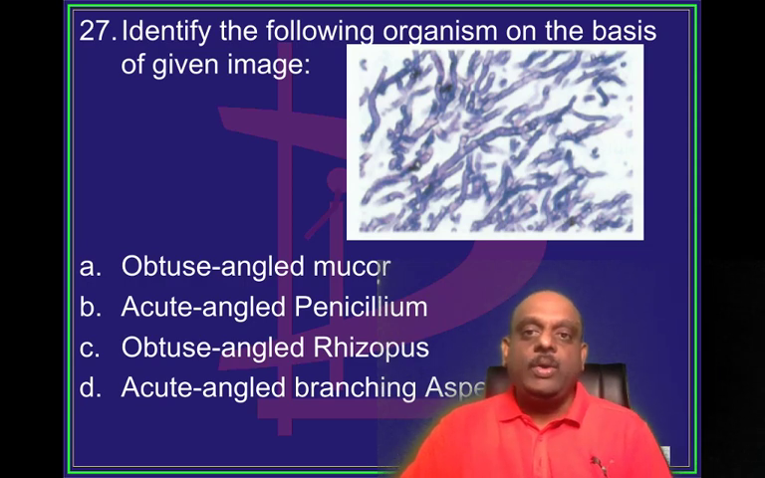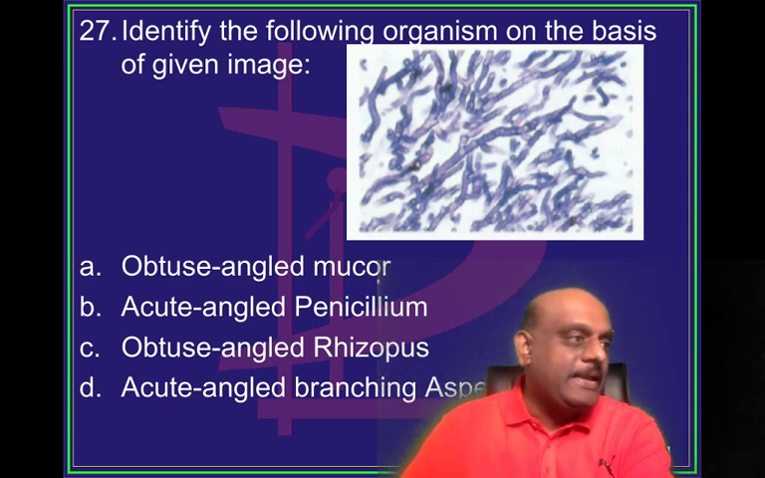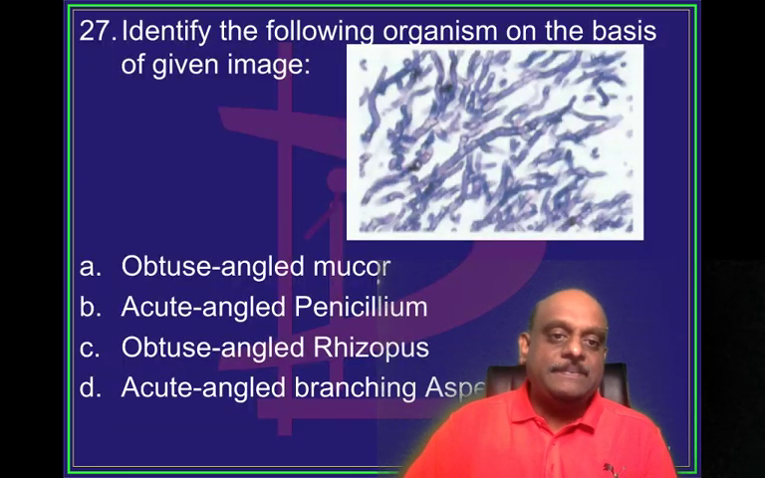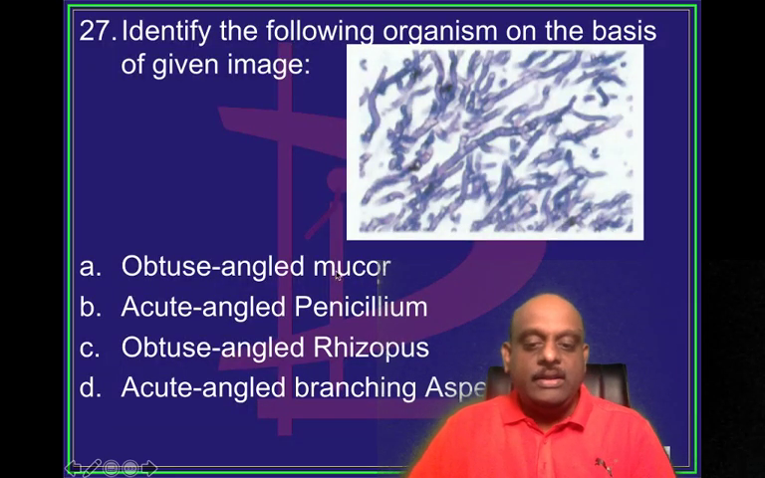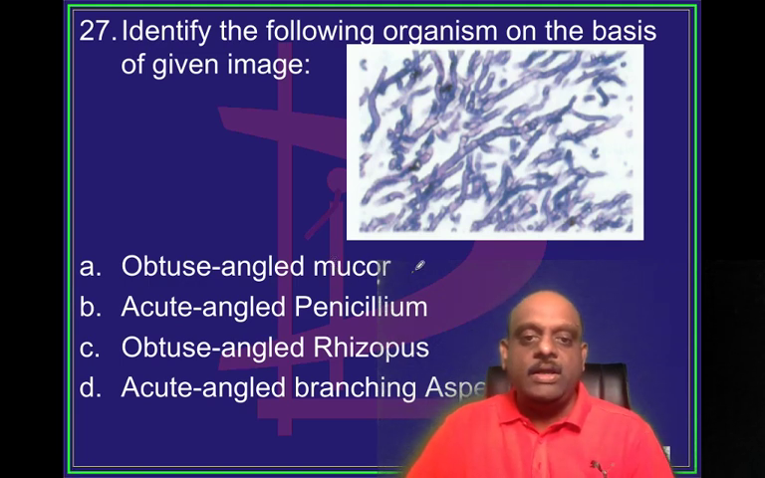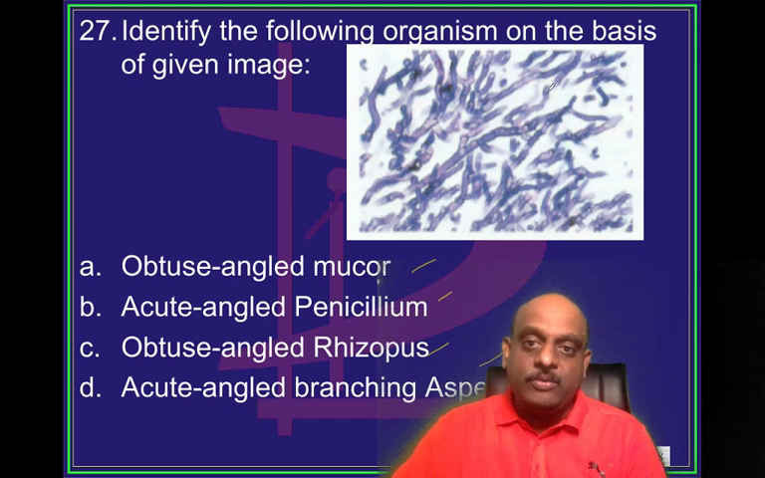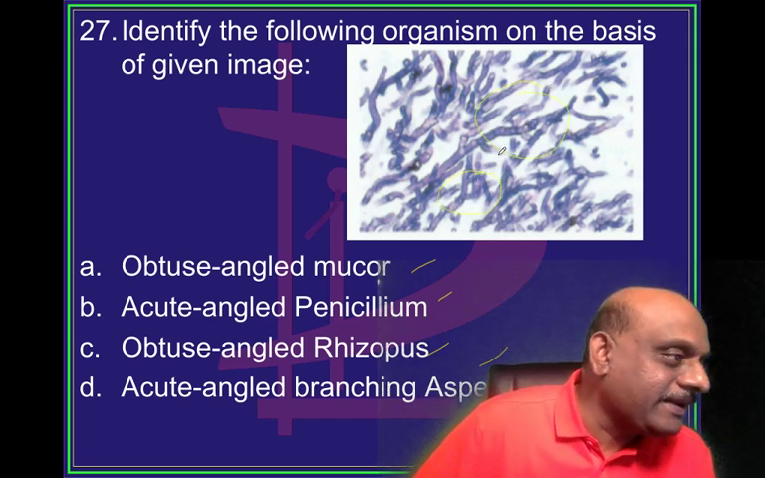Now you identify this organism based upon the image. What is this organism? You call this mucor or penicillium or rhizopus or aspergillus. Do you see an acute angle? If not, you see obtuse angles. What do you see? Right.